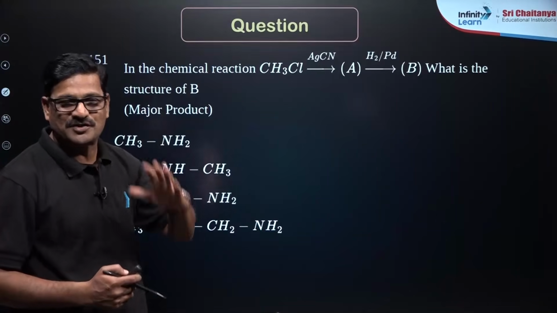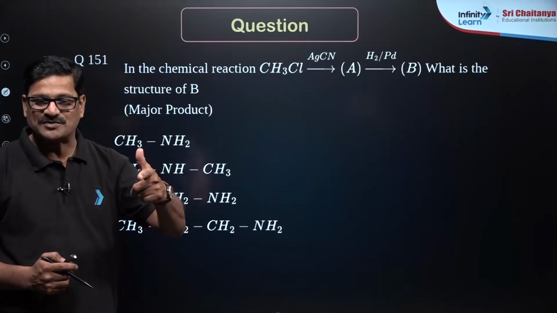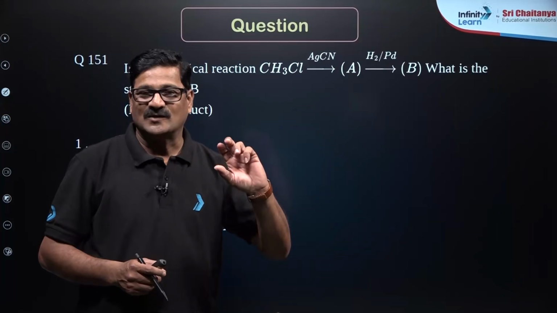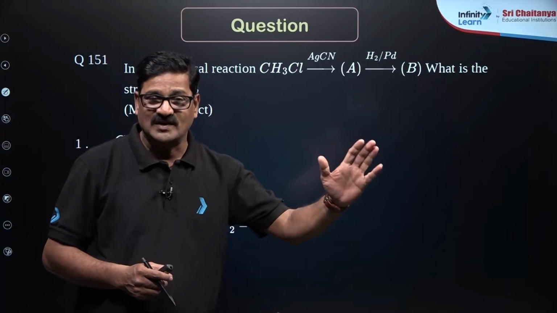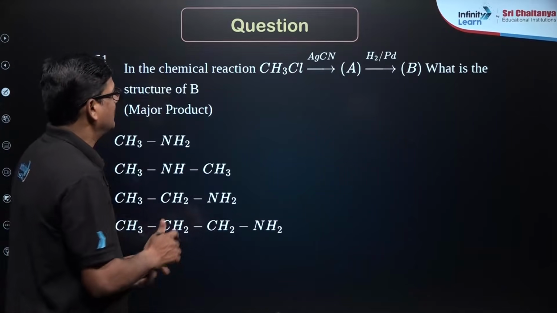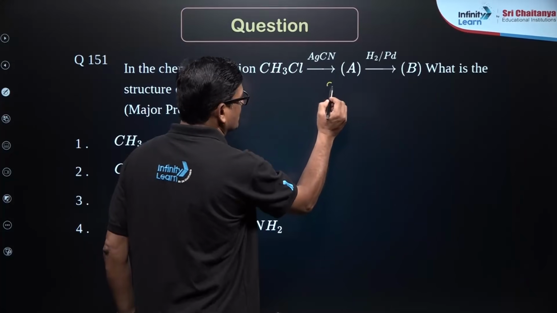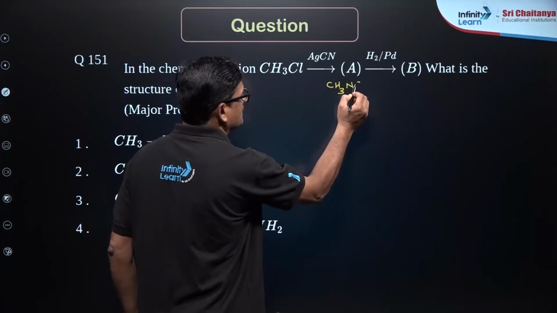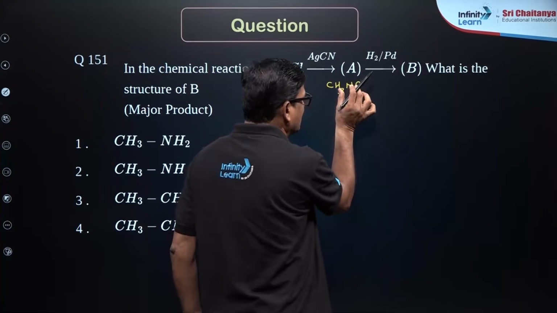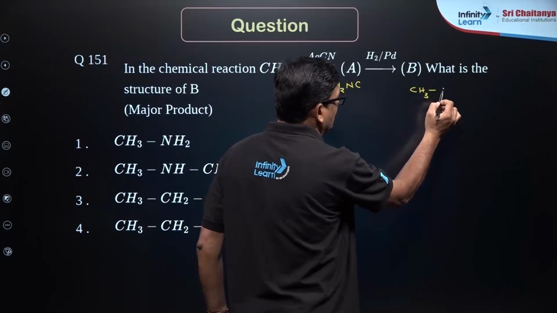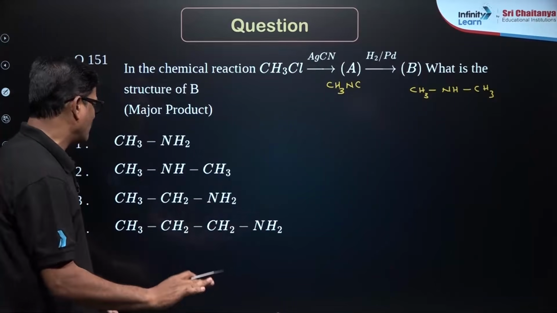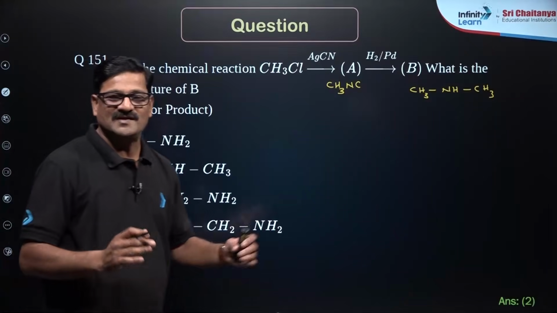Moving ahead, here is a question from organic chemistry, nucleophilic substitution reaction. In this, you are going to see ambident nucleophile. Alkyl halide reacting with KCN gives cyanide, alkyl halide reacting with AgCN gives isocyanide. So CH3Cl with AgCN is going to give CH3NC, isocyanide. And when it is reduced with H2/Pd, you are going to get CH3NHCH3, dimethylamine. Option 2 is the correct answer.